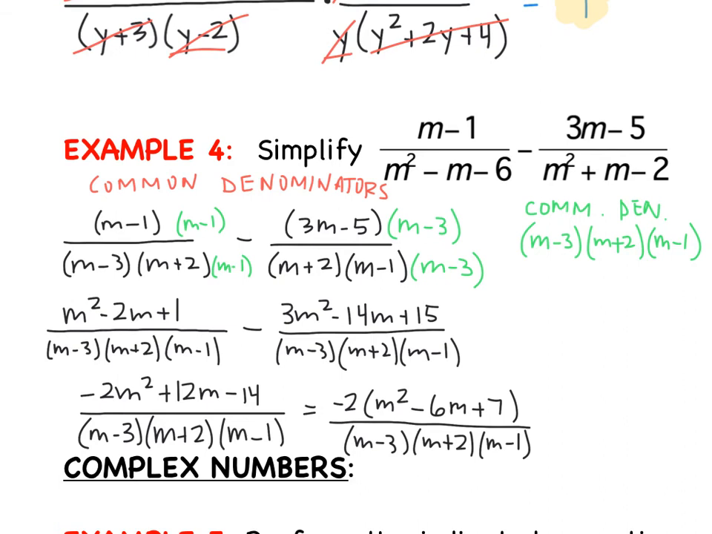And what we should notice is that m squared minus 6m plus 7 doesn't factor any further. Two numbers whose product is positive 7, but sum is negative 6, it won't work. Okay, so that could be the final answer. Or we could have just left it like this piece right before it.